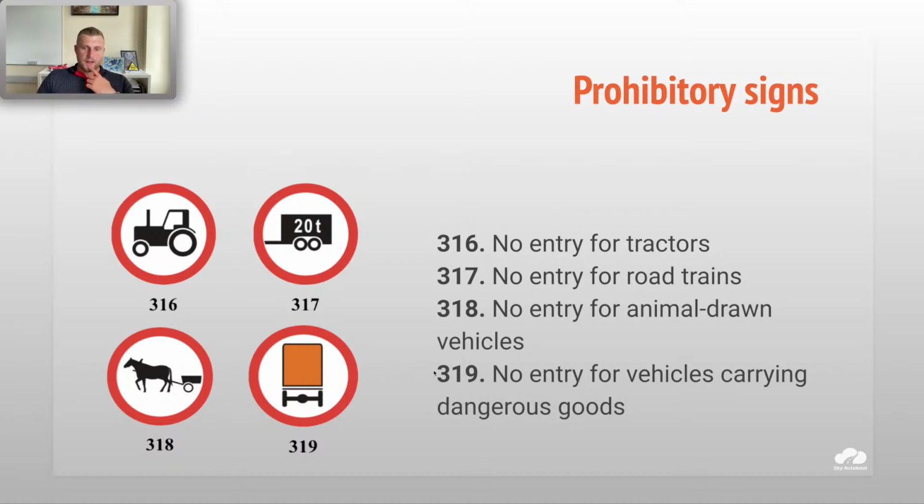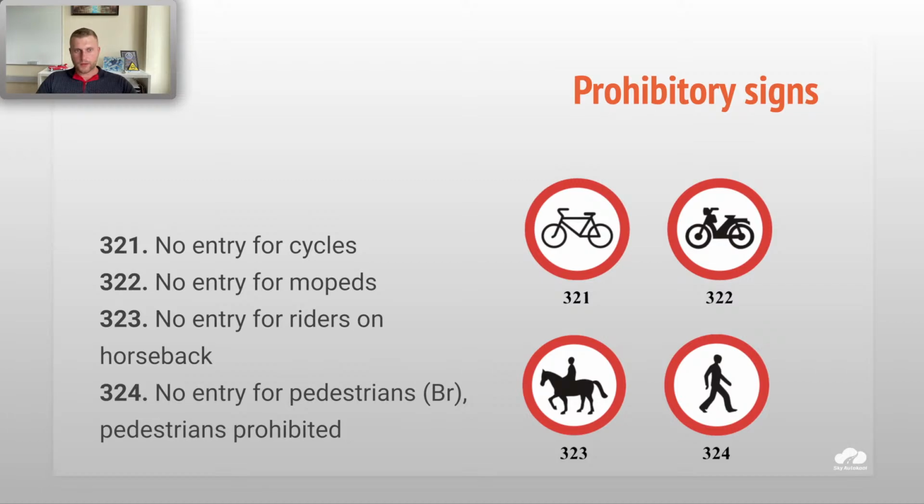And no entry for vehicles carrying dangerous goods. You can see these signs quite a lot on the road. They are mostly important for truck drivers if they are carrying dangerous goods. Dangerous goods can be fuel or some chemical goods, it doesn't matter. So everything that's quite dangerous, or maybe radioactive, cannot enter that area. No entry for cycles, and for mopeds I already showed that. And finally, we have no entry for riders on horseback, and no entry for pedestrians.